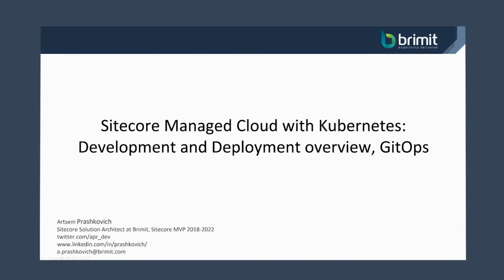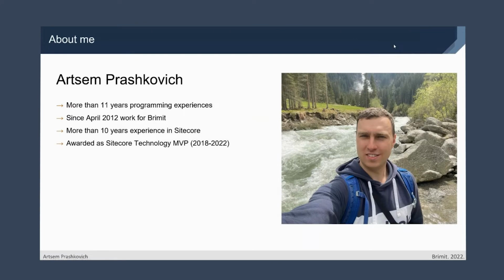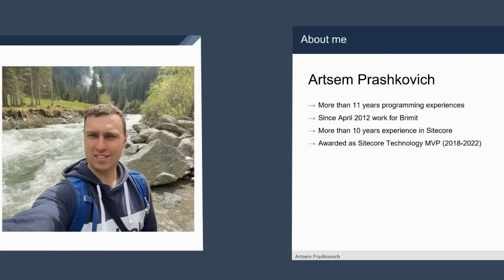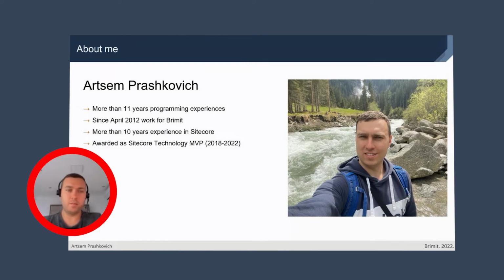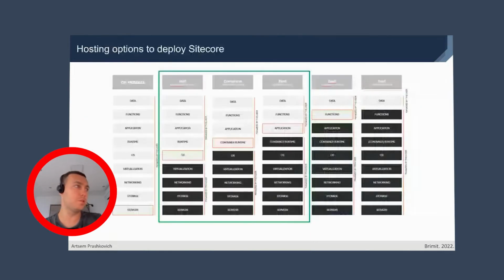So, here I want to say a few words about me. I have more than 11 years of programming experience. Since April 2012, I work for Brimit. Sorry, I forgot to turn on my camera. Yeah. I have more than 10 years of experience in Sitecore, and I was awarded as Sitecore MVP 5 times already.